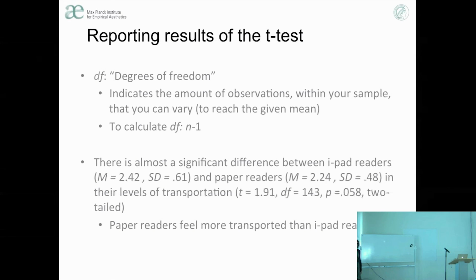And you say that in this case, it was a two-tailed test because you didn't have hypotheses about the direction of the difference. And then usually I would add a line as well, just saying it in plain English: paper readers feel more transported than iPad readers.